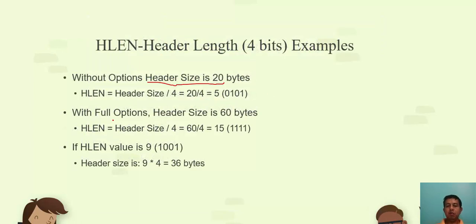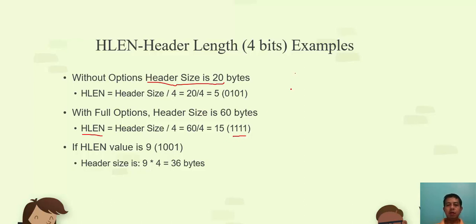If we have the full options field, that means full options is there, then the header size is 60 bytes: 20 bytes of the normal header size plus 40 of options. So in that case, the value of h length is the header size, which is 60 bytes divided by 4, is 15. So the maximum value in h length is 1111. Whenever the option field is there in full, then the h length field will have a value of 1111.